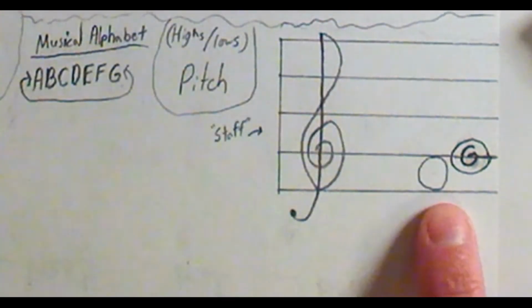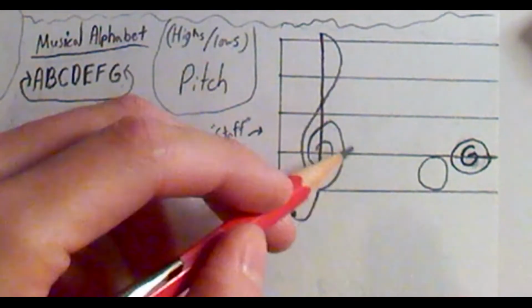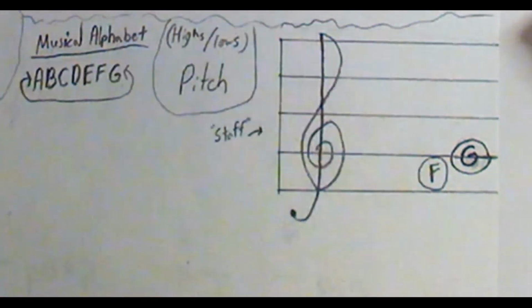So I'm going to have you guys draw another whole note right in between the first two lines, in the first space, as we call it. And we can label this one F.